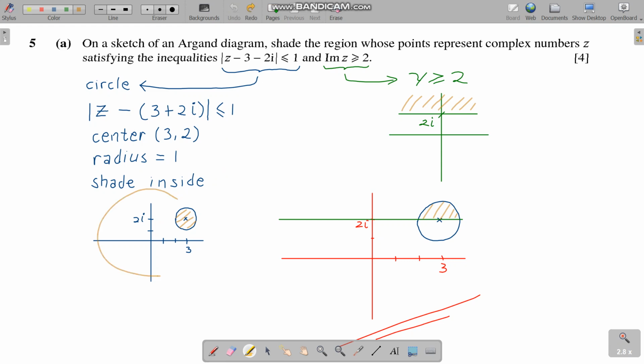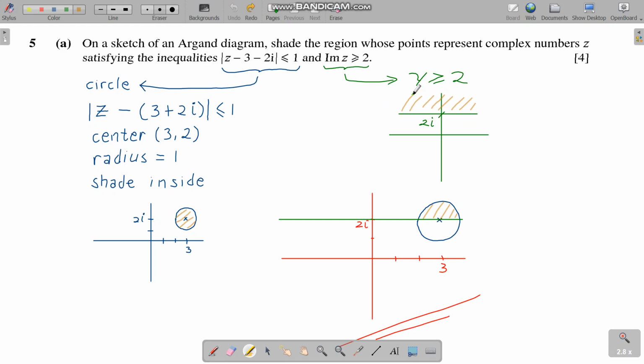We don't need to draw this or write this down, but to visualize things, I'm just going to draw it. This is the center of the circle and the radius is 1, shade inside. And this is just like y is greater than 2, because imaginary means the vertical axis, so y is greater than 2. So this is the locus.